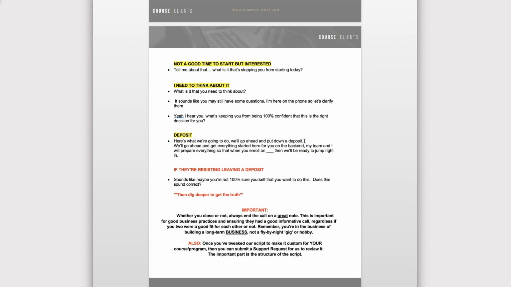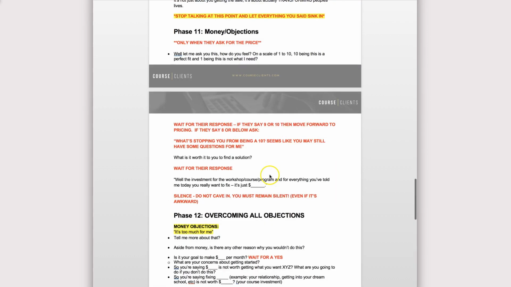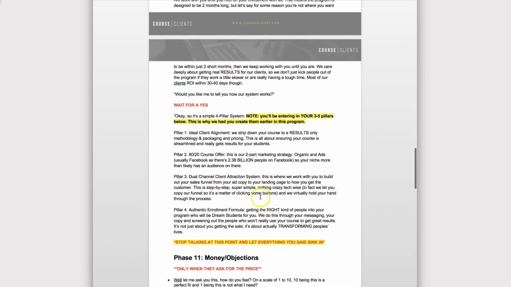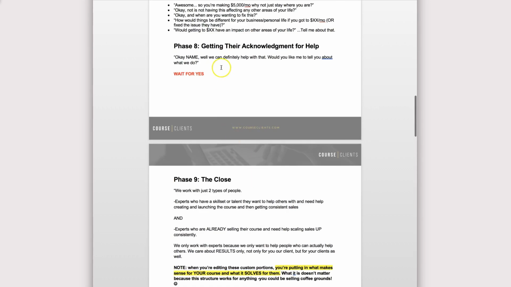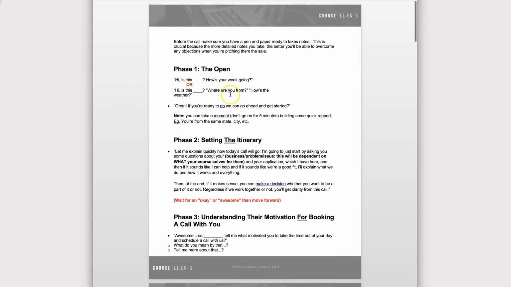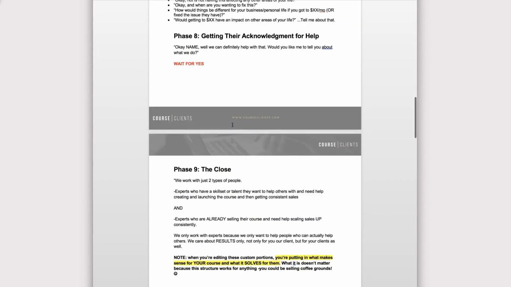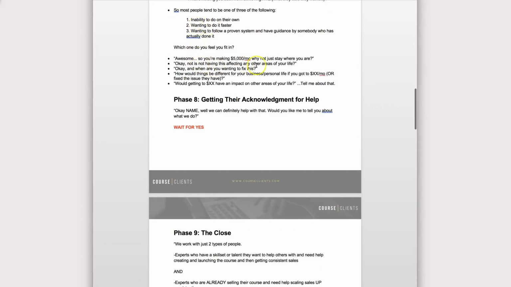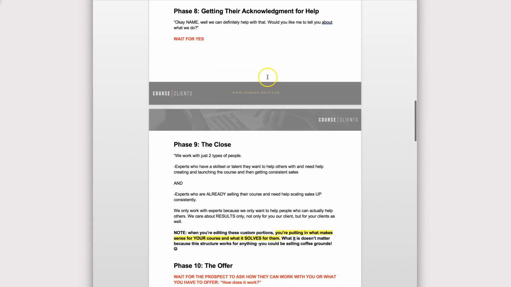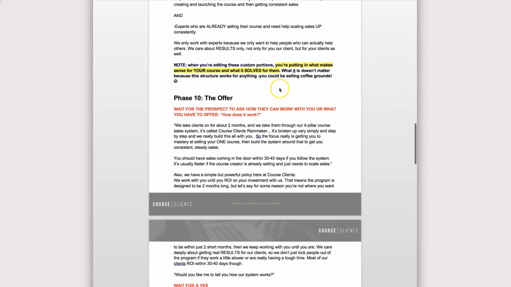So also, once you've tweaked our script to make it custom for your course or program, then you can submit a support request for us to review it. But the important part is the structure of the script. So don't go and say, well, I'll take 11 and swap it with 8. No, all of these, the big bold is very key that you stay within that structure and how these questions are asked, but you can customize them to your course and your program, what it solves.